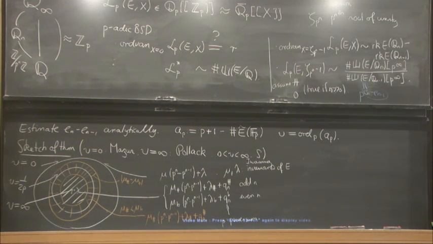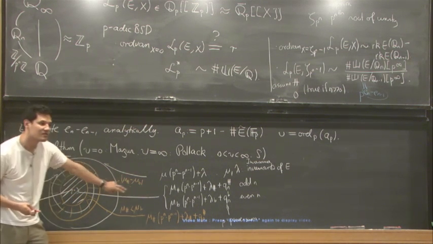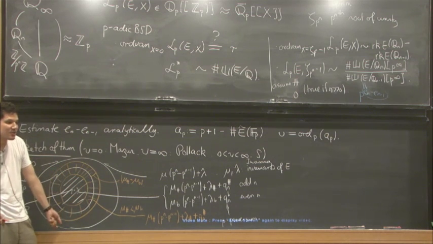Right, so this is the case for elliptic curves. For elliptic curves, v can only be 0, infinity or 1. So depending on whether 1 lives inside the orange region or this region close to the origin, you may have different formulas for the growth of Sha in these towers of number fields.